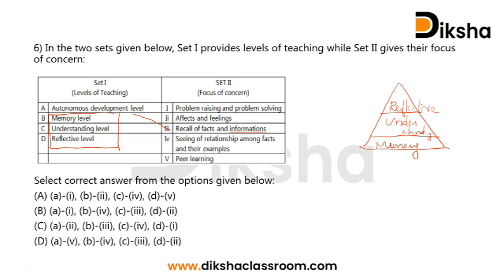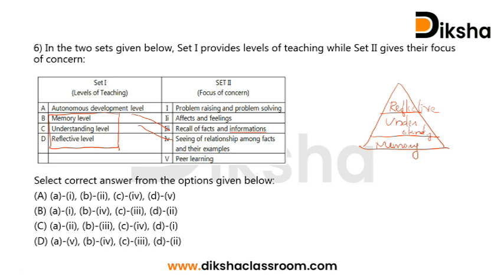Now, understanding level. Understanding level can be matched to 4 of set 2. Seeing of relationship among facts and their examples. That is how we become aware, or that is how we have insight about something. Seeing relationships among facts or information that we have studied, that have been taught by the teacher using examples. In memory level, there is no need for examples because we are just memorizing things. In understanding level, if you have to understand something, you have to use examples in order to understand that concept. So that is about understanding level.